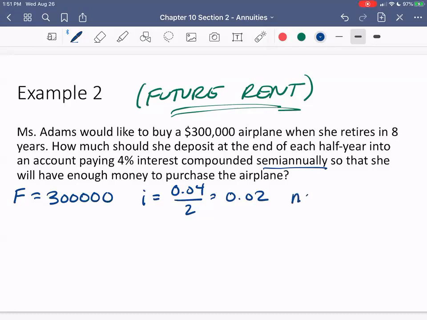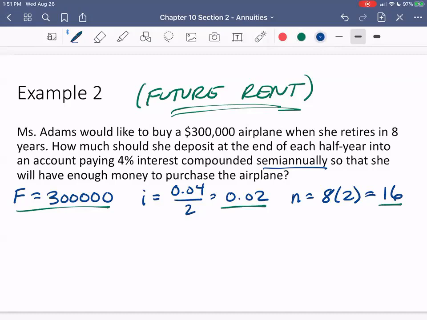Next, our N is how many years, so the duration of the year. So it's 8 years exactly. And it gets compounded semi-annually, so we have times 2, which gives us 16. So here is our F is 300,000, our I is 0.02, and our N is 16.